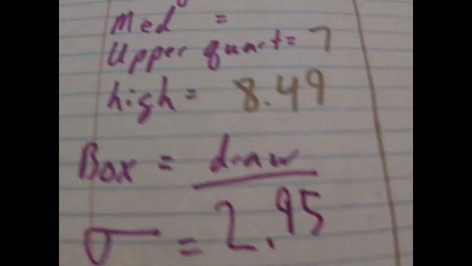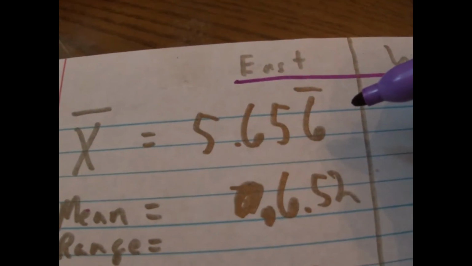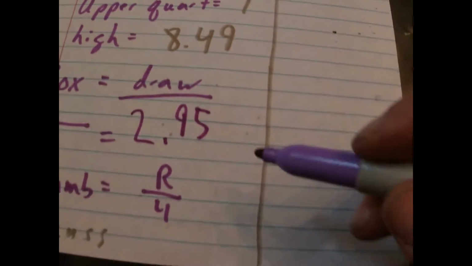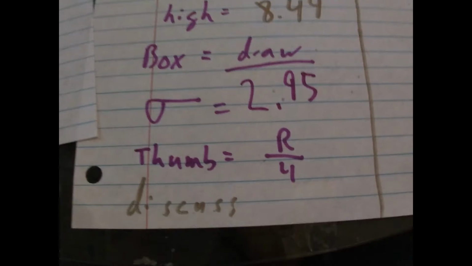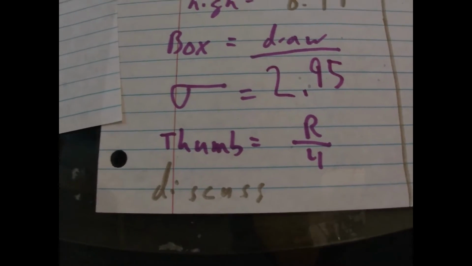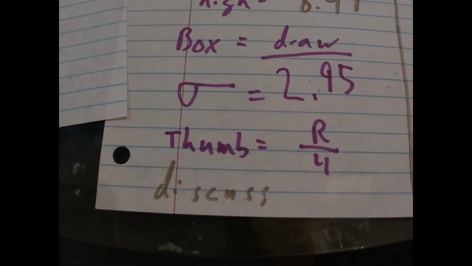Now that means that this x bar is 5.65 plus or minus 2.95. That's actually a tremendous amount of uncertainty, and I was kind of surprised that it would be so high, but who knows, it's a weird data set.